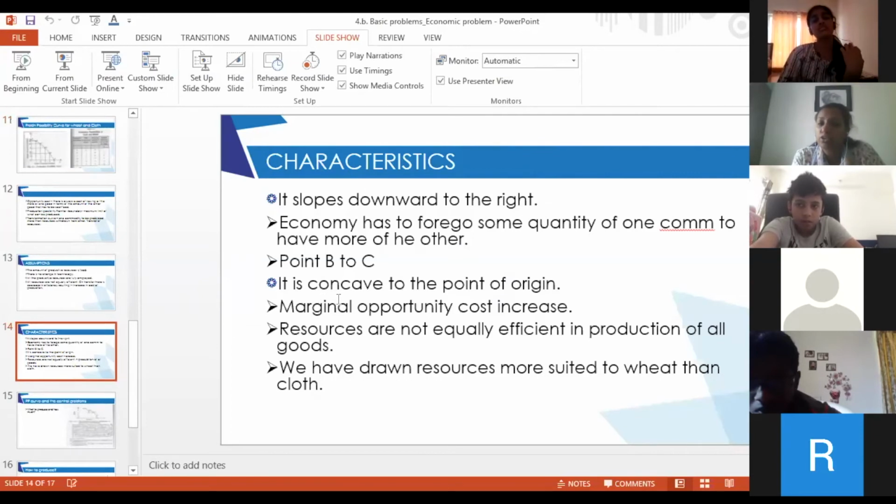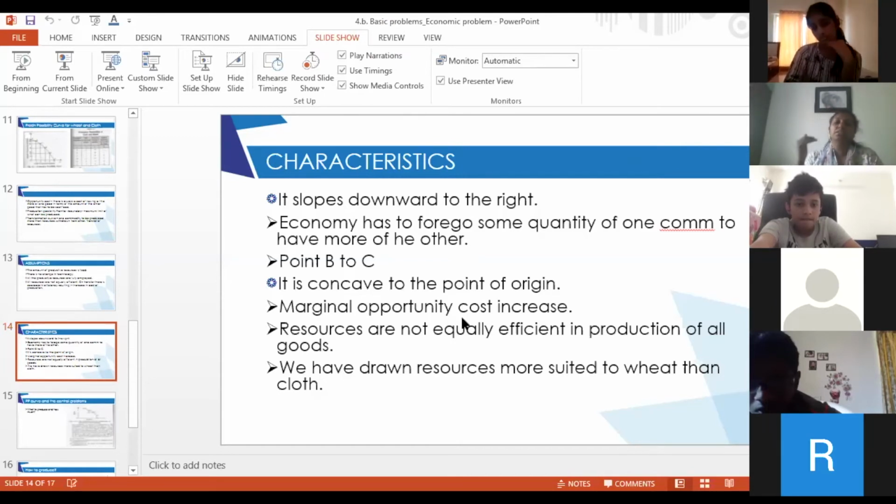It is concave to the point of origin. This is related to the opportunity cost. I have already taught you this because marginal opportunity cost increases. That means with every unit of one commodity that you are decreasing, the production of the other commodity increases by a larger amount.